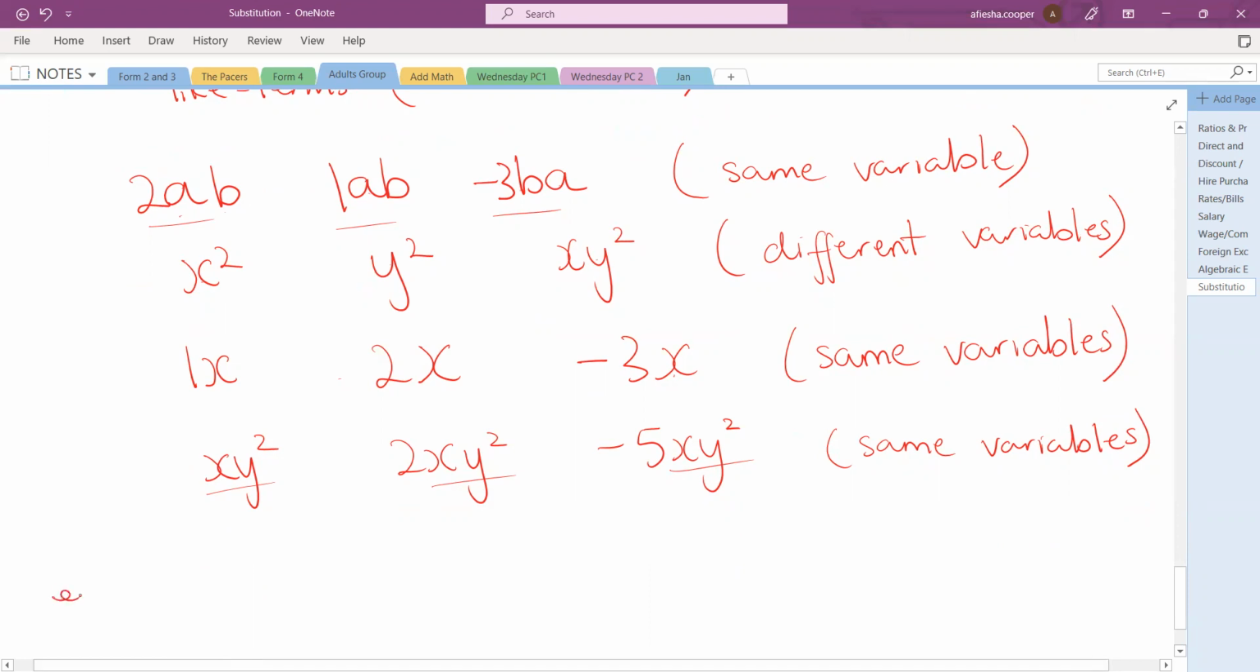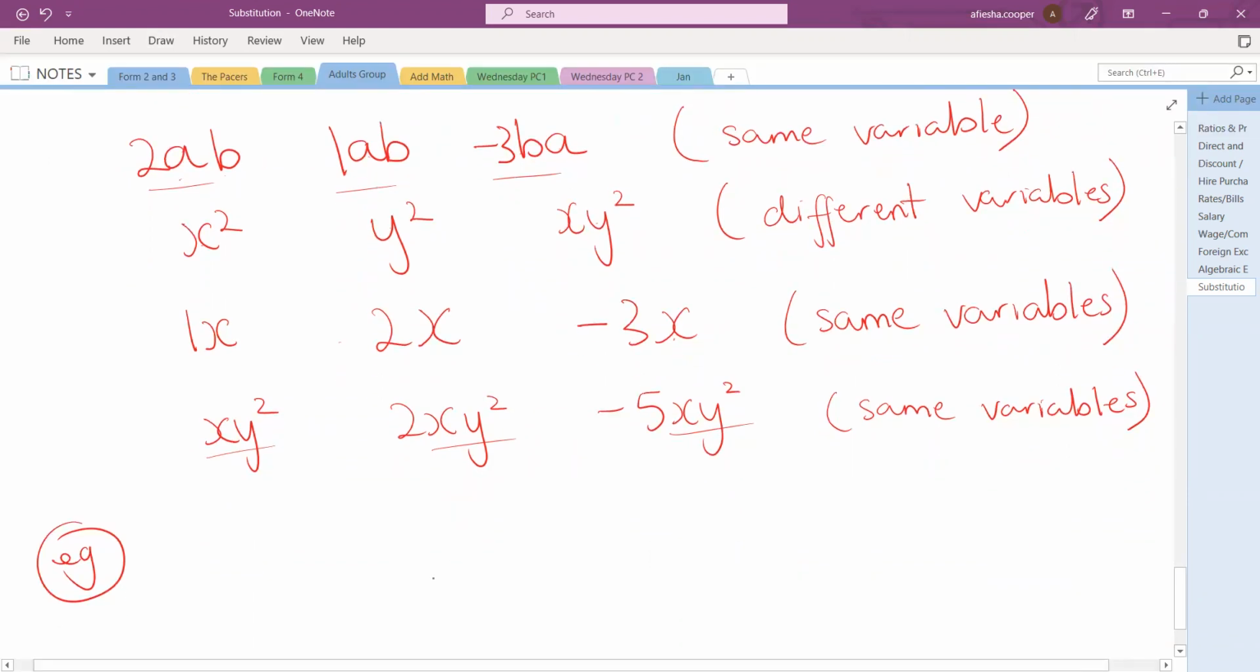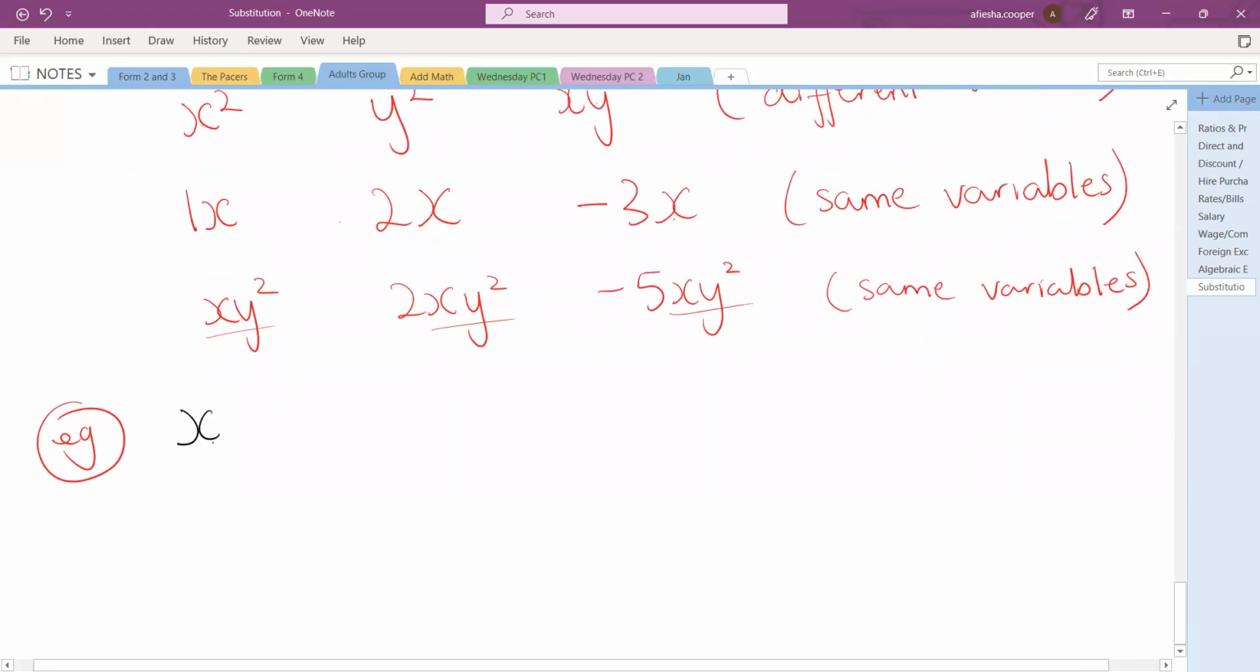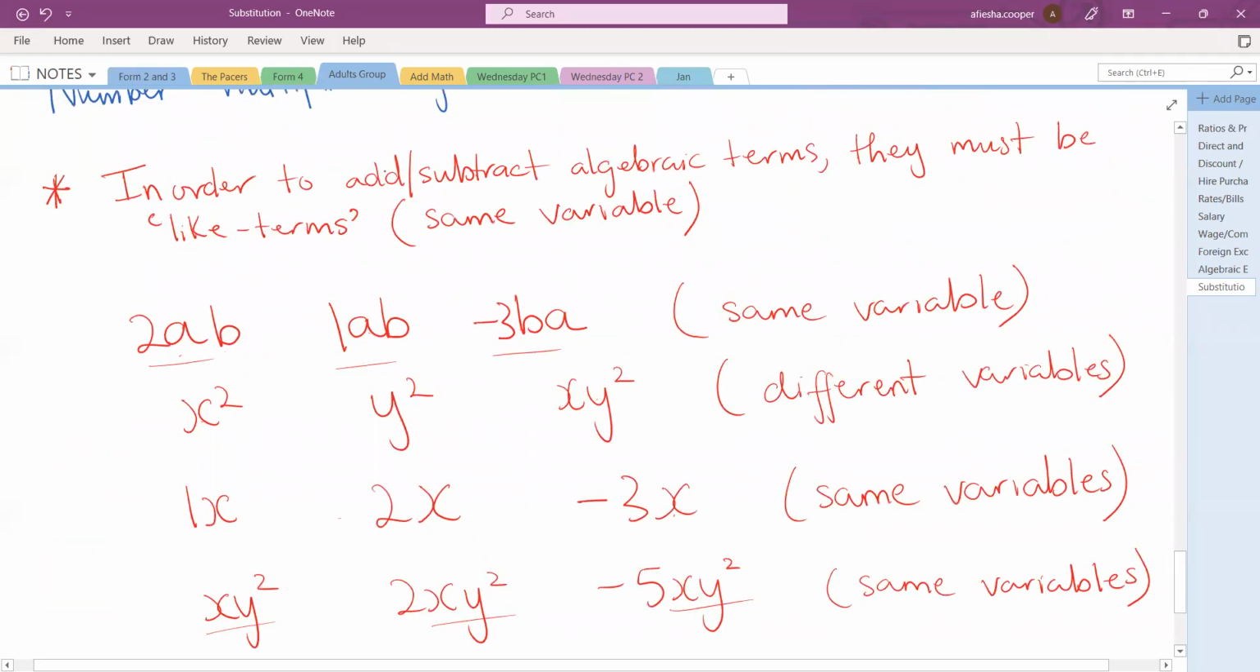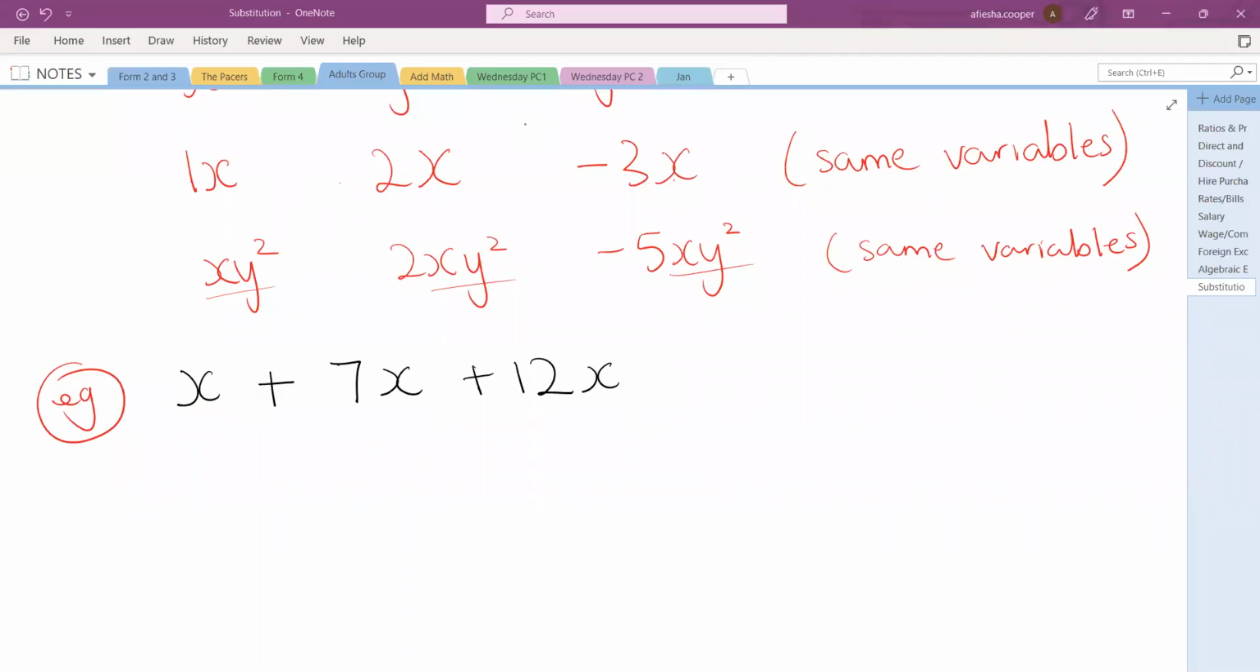So, example, let's see how they work out when we add them up. Let me just write 7x plus 12x. All right, so we have an example here. We are going to add. And when you see a question like this, they'll tell you to simplify the following.